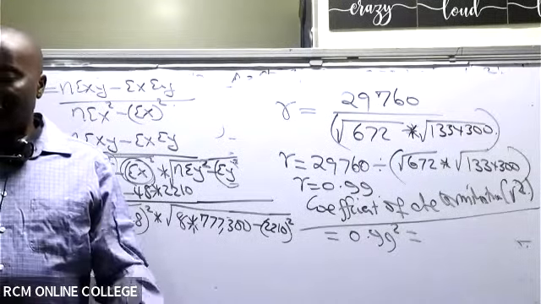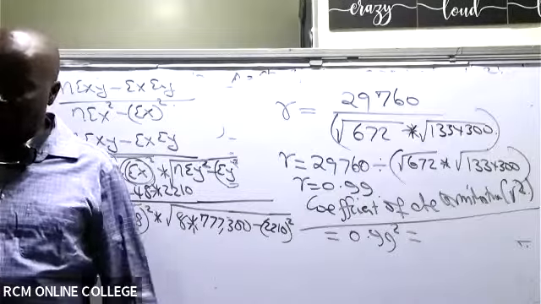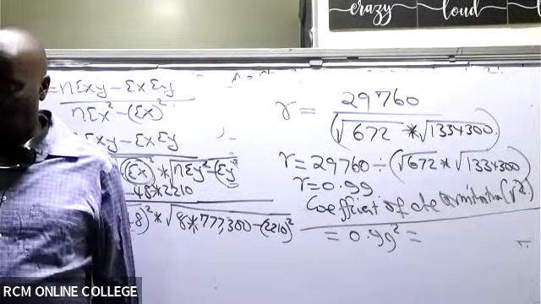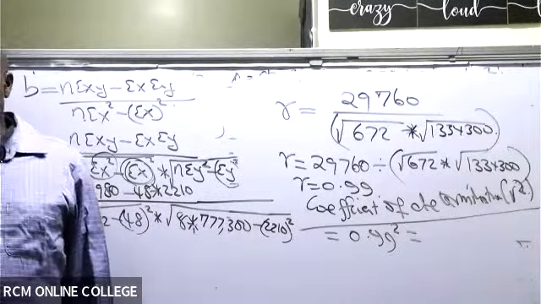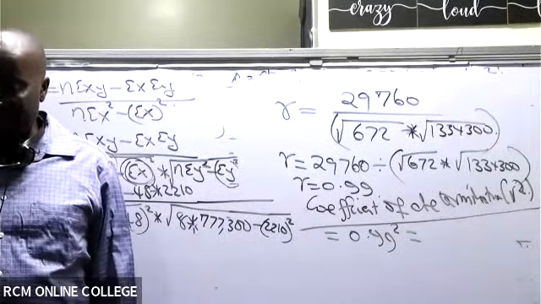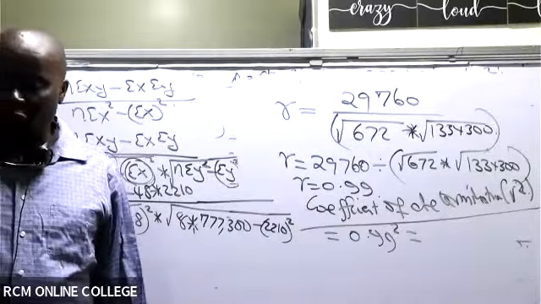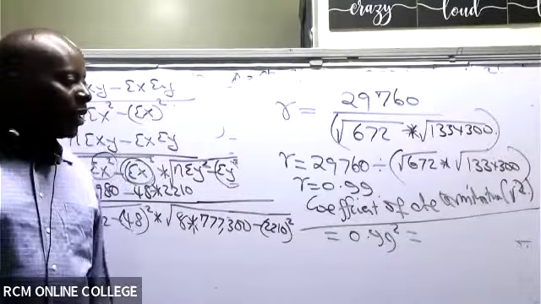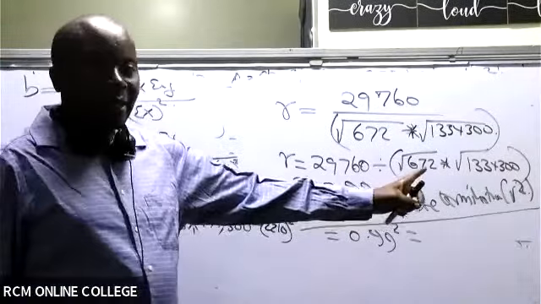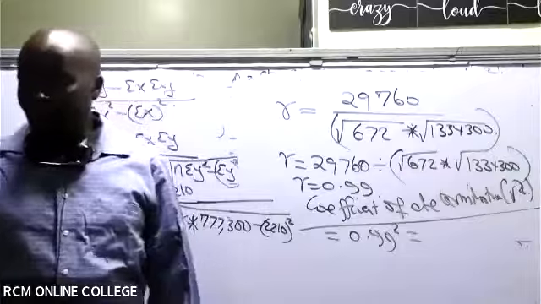I always prefer 4 decimal places, but even this one, because you're finishing, you're just good to go. So 0.99 squared will end up giving us 0.8 something, or 0.9 something. That is the coefficient of determination. You take r, you square.